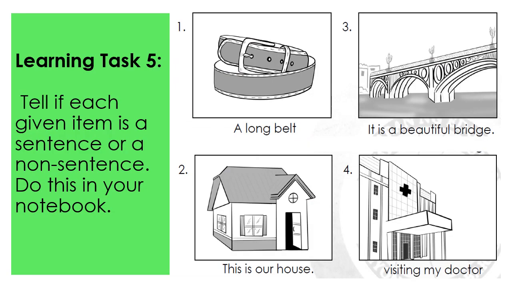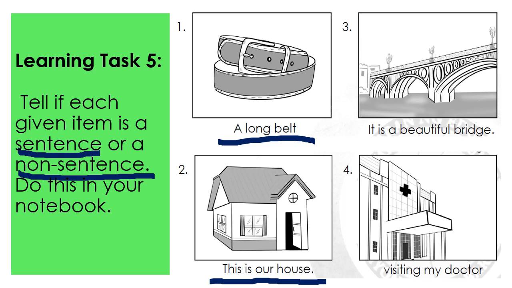Learning task 5. Medyo marami since ito naman ay 2 linggo, no? Weeks 2 and 3. Tell if each given item is a sentence or a non-sentence. Do this in your notebook. Ang isasagot sa inyong notebook ay ito. Sentence ba o non-sentence? Number 1, a long belt. Number 2, this is our house. Number 3, it is a beautiful bridge. And for number 4, visiting my doctor.